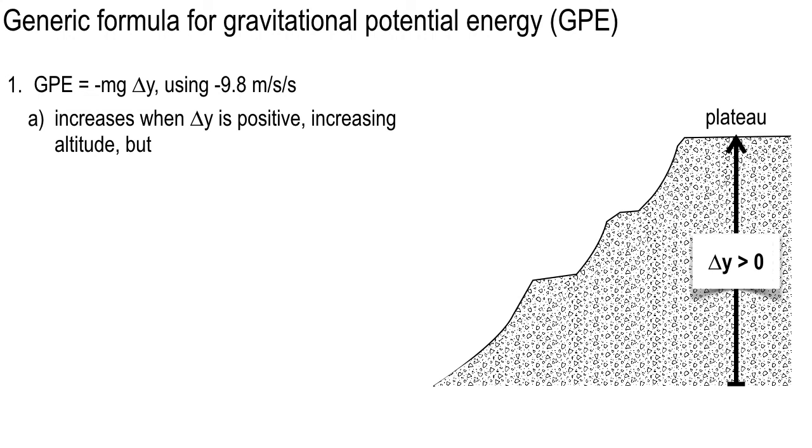So delta y is positive, g is negative, and there's a minus sign, so there's two minus signs in the GPE formula. So minus times minus is positive, right? So GPE increases on the way up. It decreases on the way down.